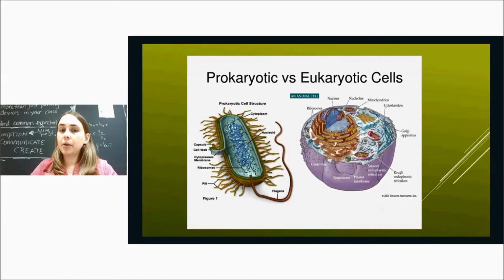If you compare prokaryotic and eukaryotic cells, you will find that they have a lot of things in common. They both have cell membranes. They both have cytoplasm. They both have DNA. They both have ribosomes. However, they have a lot of differences as well. Prokaryotes do not have a nucleus, while eukaryotes do. Prokaryotes do not have membrane-bound organelles like mitochondria, endoplasmic reticulum, and the Golgi apparatus, and eukaryotic cells do.